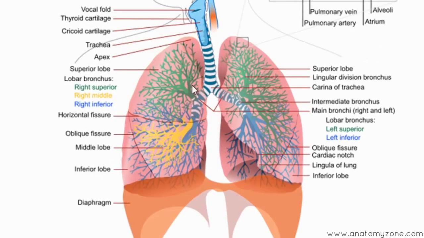So you can see in this diagram the 3 lobar bronchi on the right and the 2 lobar bronchi on the left. So you can see them in different colours. You've got the superior in green, yellow you've got the middle lobar bronchus, and in blue you've got the inferior lobar bronchus, and you've got the superior and inferior lobar bronchus in green and blue on the left side.